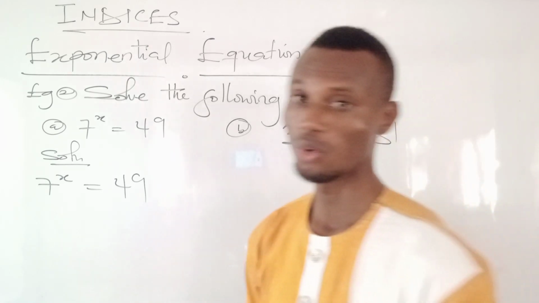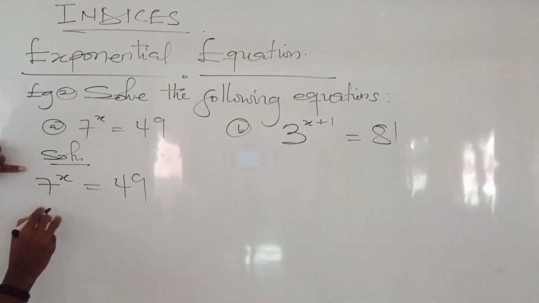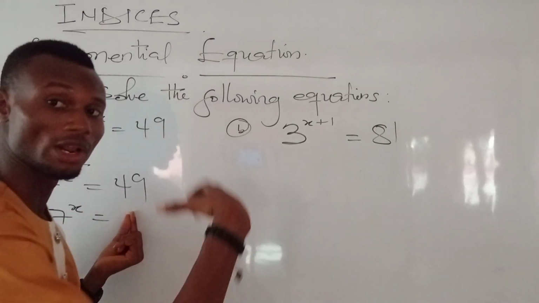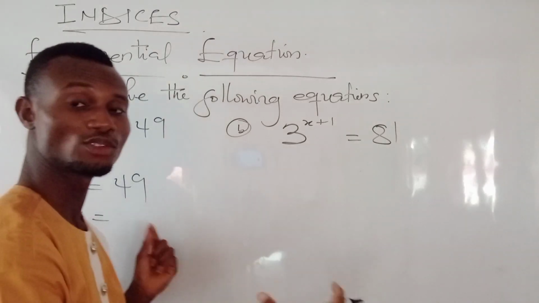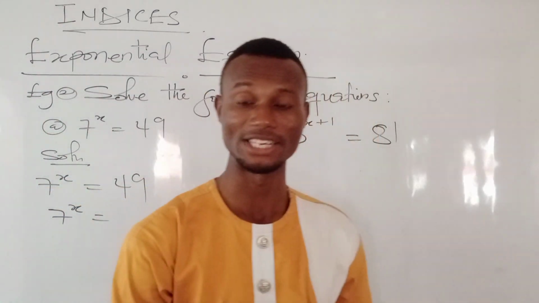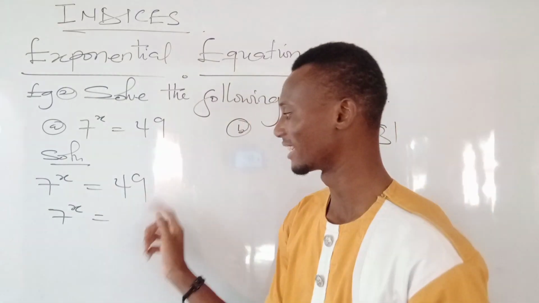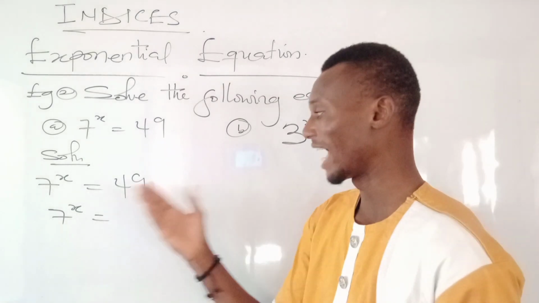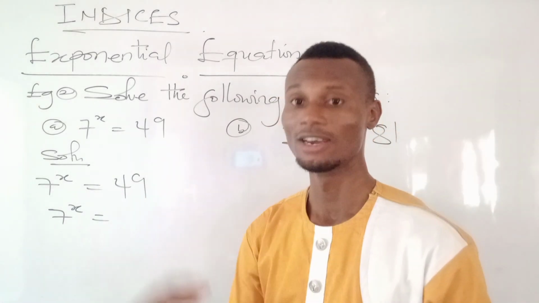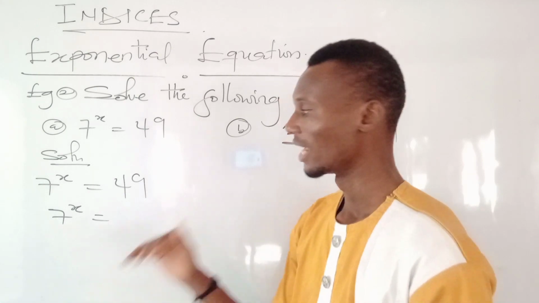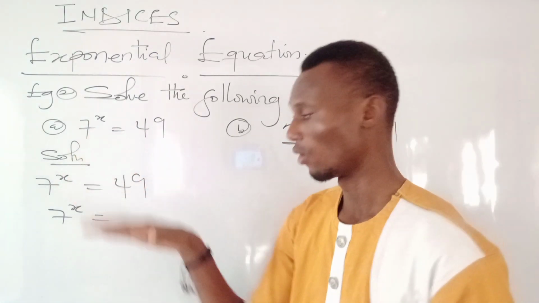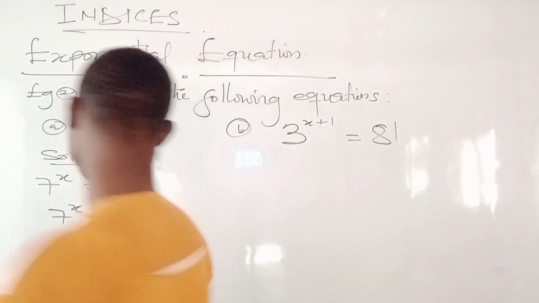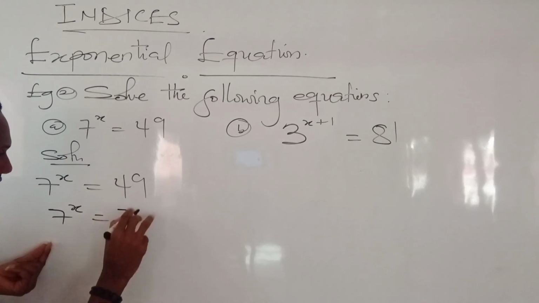So let's go ahead and do it. Now I'll repeat my 7 to the power s, which is here, and the 49, I'll write it as 7 to the power something. 7 to the power 2 is what gives 49. So the 49 I can express as 7 to the power 2. In other words, we are expressing 49 as a product of prime factors, and that is going to be 7 to the power 2, because we need to get the same base, then we can equate the powers.